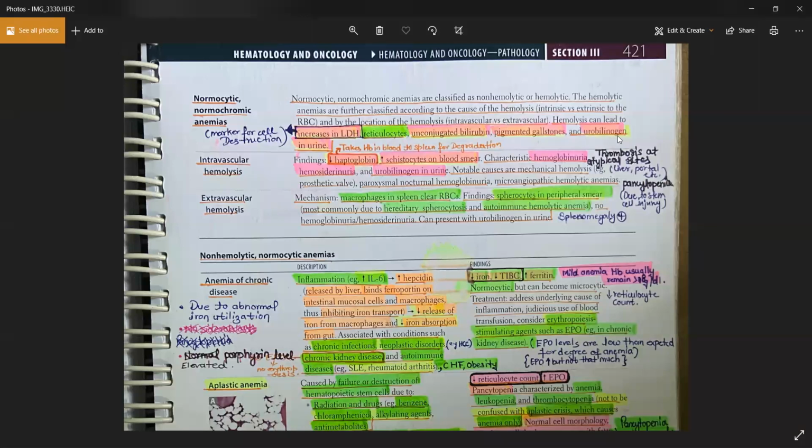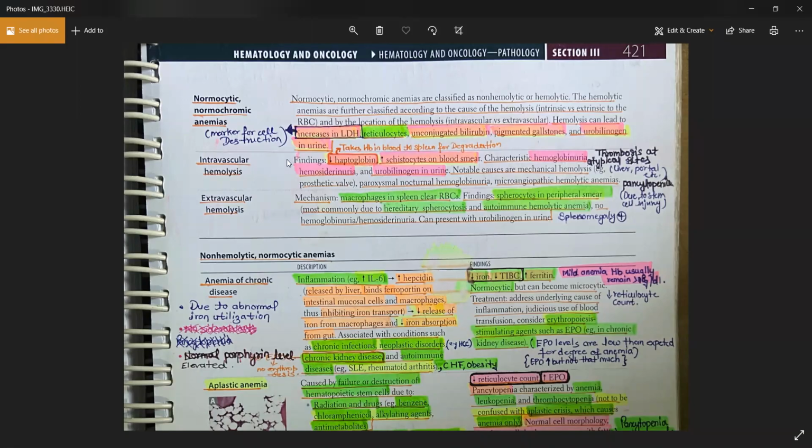Okay, the urobilinogen levels in the urine will be rising, and please note it is urobilinogen, not the conjugated bilirubin. Both are different things. The urobilinogen will only be formed when the conjugated bilirubin enters the GI tract and becomes stercobilin, and this is converted into urobilinogen. So these are common for both the intravascular as well as the extravascular hemolysis.